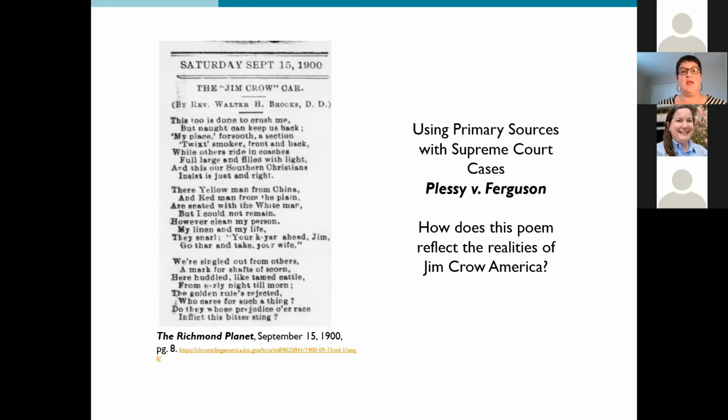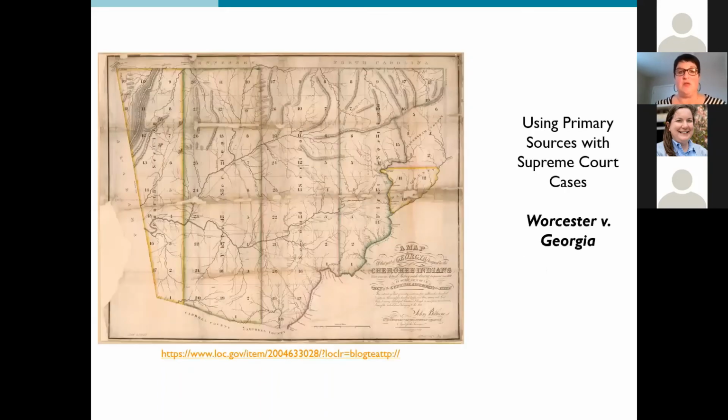And this is written by an African-American man who's a pastor, talking about the injustice of separate but equal through poem form. Moving forward to the next case that I want to highlight, and I am a Northwest girl, so if I say this wrong, I've been told you say it Worcester versus Georgia, so somebody in the chat box can tell me if I've offended you.